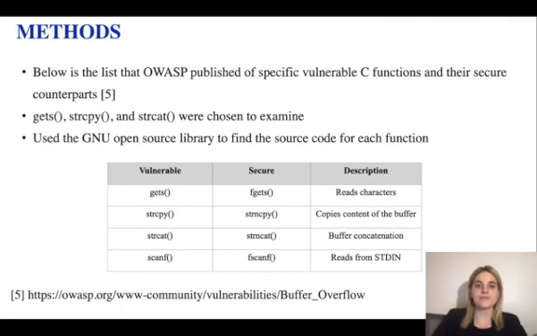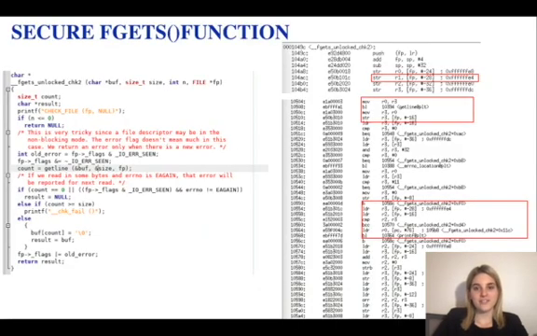In order to accomplish these goals, the article that OWASP published on specific vulnerable C functions was used. The table shows the different vulnerable C functions, their secure counterparts, and a description of the goal of the function. For this project, we used gets, strcpy, and strcat to observe their behaviors. The source code for the C functions was obtained from the GNU C library.